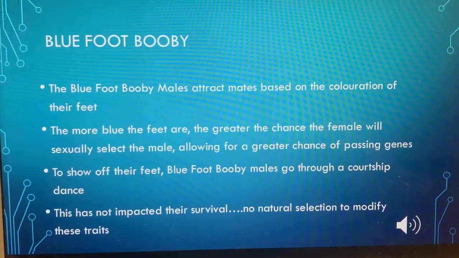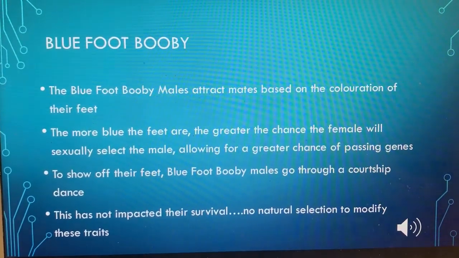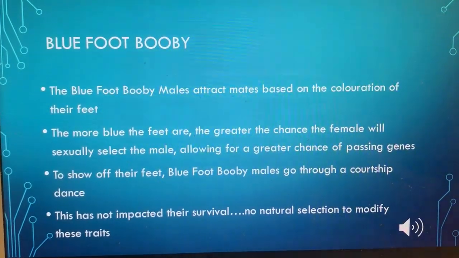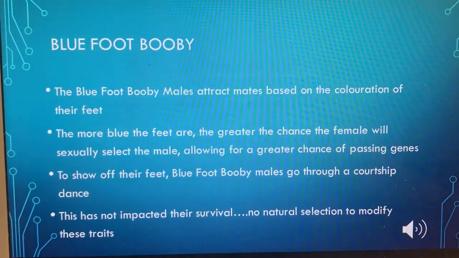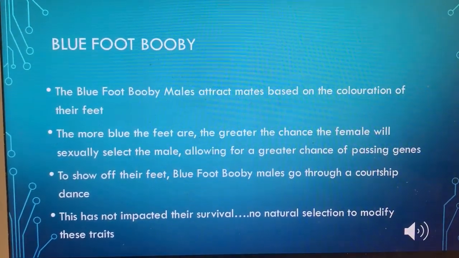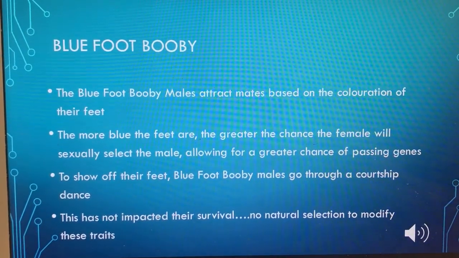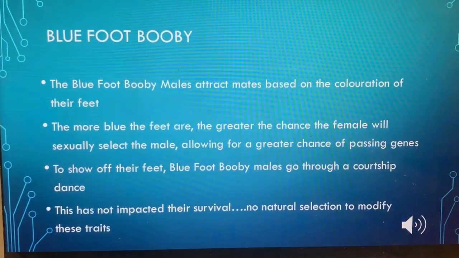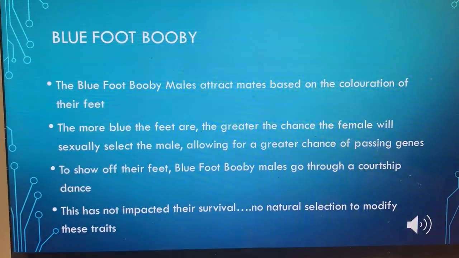As we've seen from the picture, the bluefoot booby has very bright coloration of its feet. The more blue the feet are, the greater the chance the female will sexually select the male, allowing for a greater chance of passing genes. To show off their feet, the bluefoot booby male goes through a courtship dance, showing off a behavioral trait leading to greater sexual selection. And since this has not impacted their survival, no natural selection has been put into place to modify these traits.